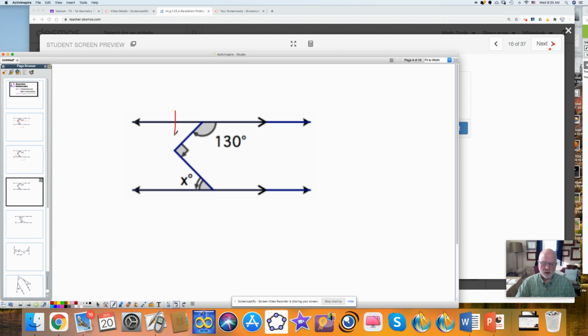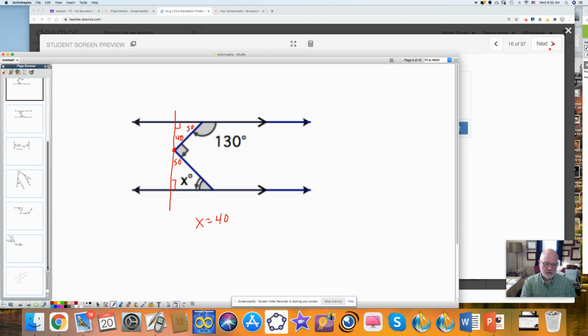A third way of doing the same problem would be to draw a line that's perpendicular to a given line. So I'll draw a line that's perpendicular that goes through this point. So this is a right angle, this is a right angle. Here we have 130, this is 50, the third angle of the triangle would be 40. With a straight angle, this would be 50. Here we have a triangle with three angles, so x is equal to 40. Do you see how this is done?